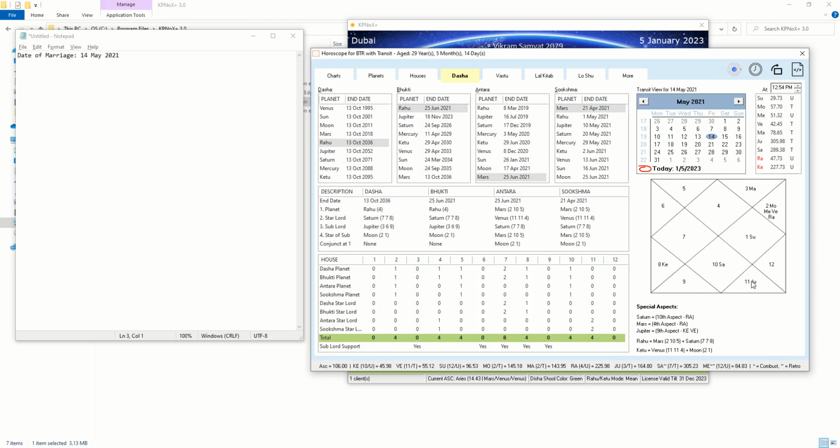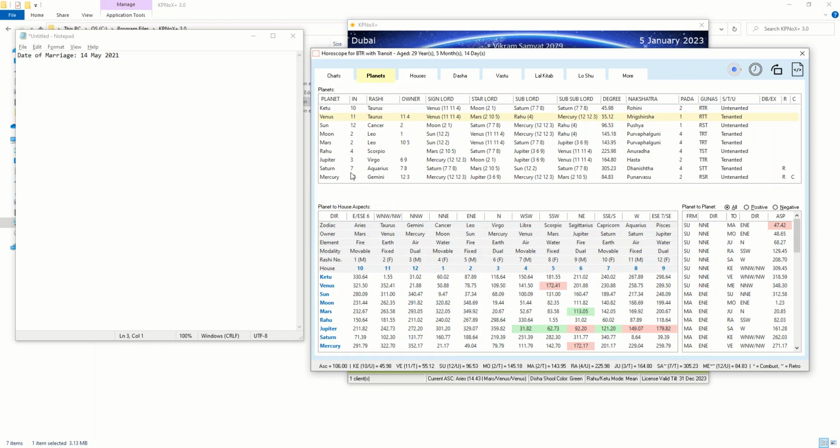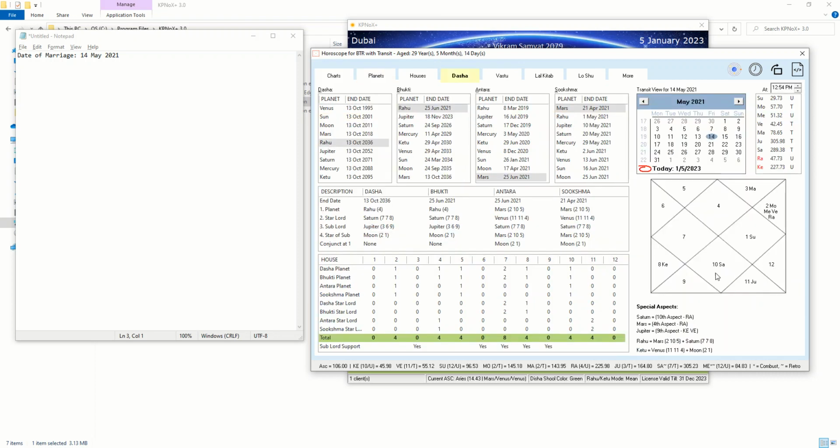Now if we look at the planets, Moon, Mercury, Venus and Rahu are in the 11th house. Sun is in the 10th. Saturn is in the 7th house. Now if we go back to the planets list, we said Saturn is capable of giving the marriage because it's in the 7th house. This is the natal chart and this is the transit chart. So Saturn is in the 7th house on May 14th 2021. The other planets, especially Moon, Venus and Rahu, are in the 11th house.